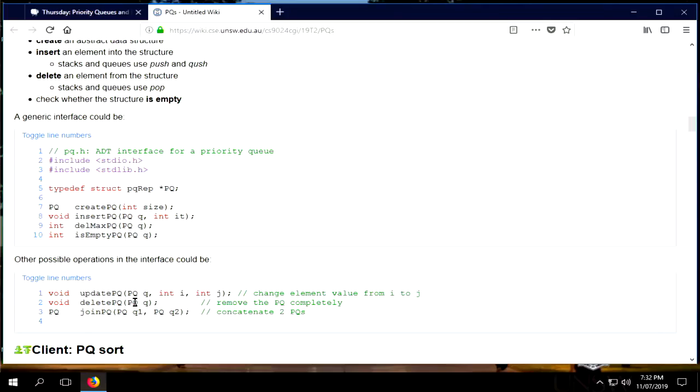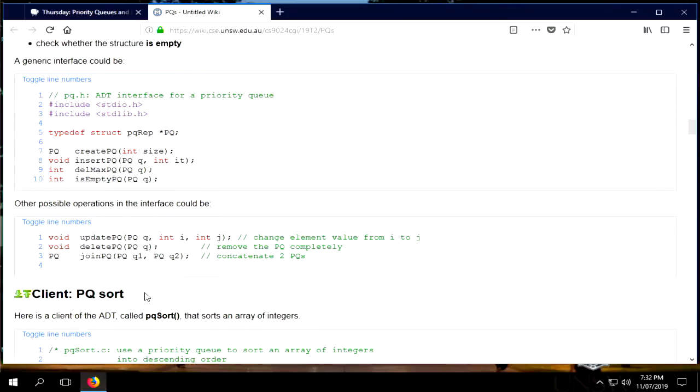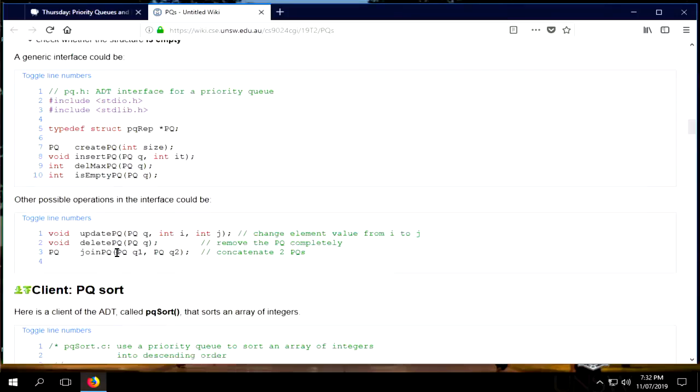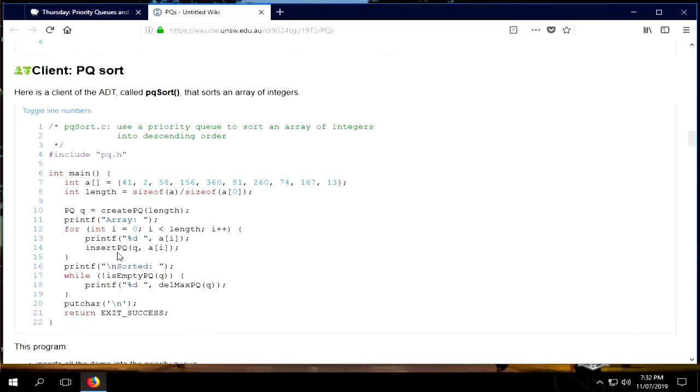But okay, delete the priority queue completely, just throw it all away, and that means freeing, for example, the malloc that you've done to create the priority queue, that kind of stuff, and you can have two priority queues where you can join them together. So here's an example of a client of such an interface, something that is going to use, like Flavius's survival against the Romans, when they're getting people out, shooting each other, and seeing who was going to be the last remainer, committing suicide basically. That program there was a beautiful example of a circular queue.